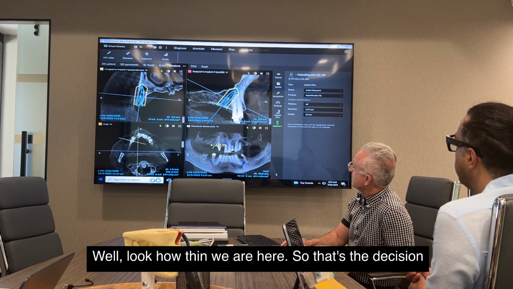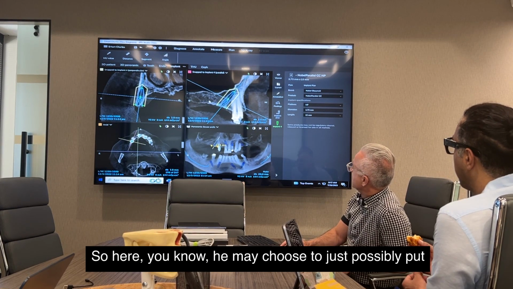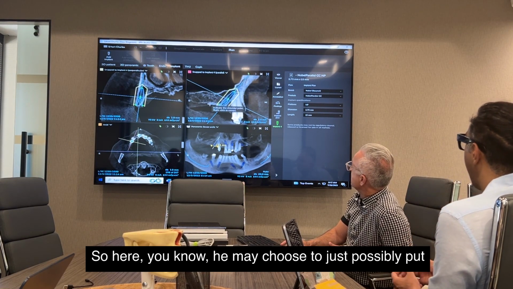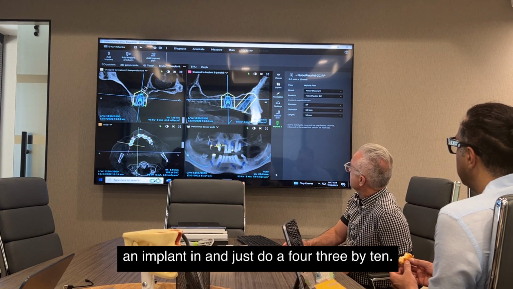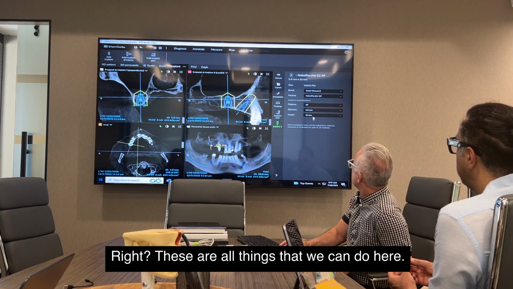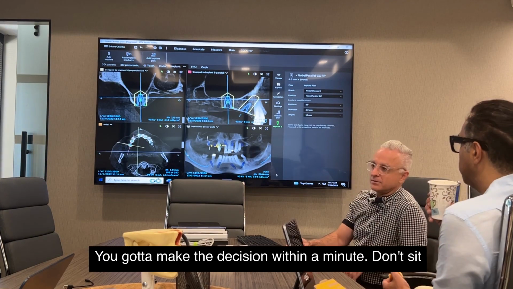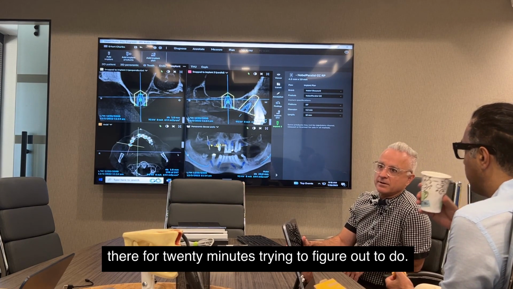But look how thin we are here. So that's the decision I'm going to make. Here, we may choose to just possibly put an implant in and just do a 4.3 by 10. These are all the things we can do here, but you have to make the decision within a minute. Don't sit there for 20 minutes trying to figure out what you want to do.